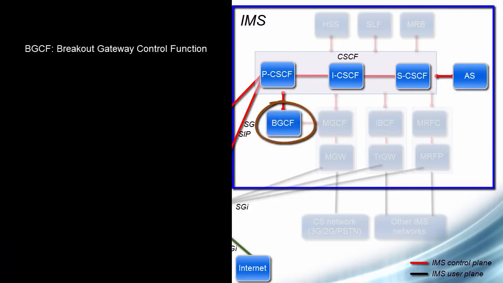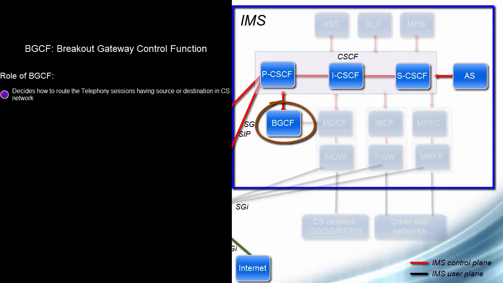BGCF means Breakout Gateway Control Function. BGCF decides how to route telephony sessions initiated in the IMS network and destined for a circuit switch network. Here, CS network means PSTN, 3G, and 2G network.